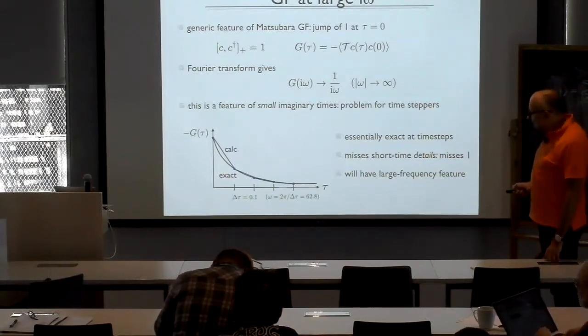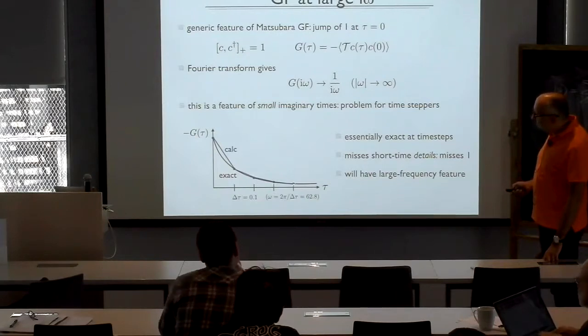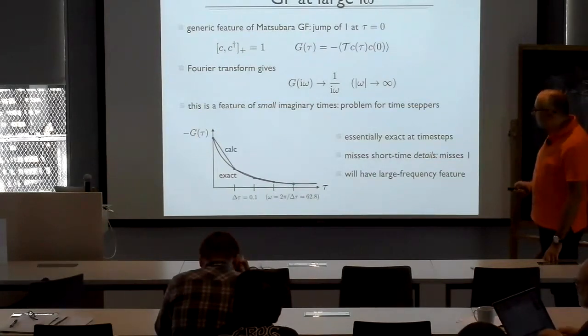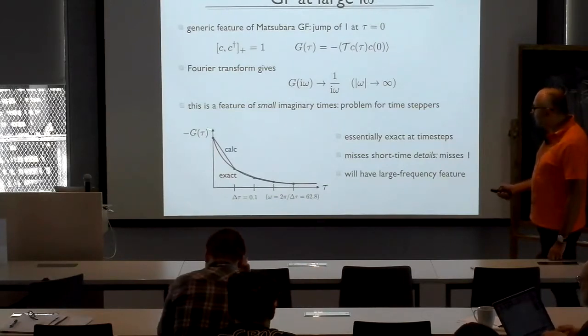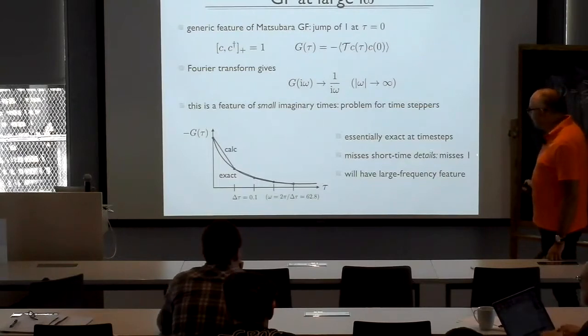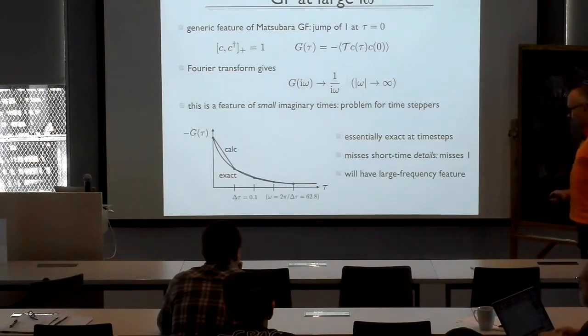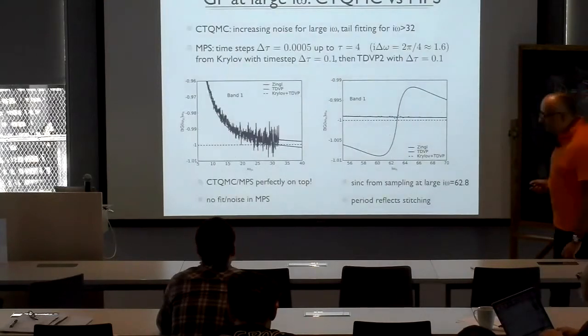So for example, if you calculate with a time stepper of delta tau is 0.1, what you get is that at these time steps you get the precise exact result. You definitely do. But in between, of course, you somehow interpolate, say linearly, like I show it here. Which means you miss out on all the short time details, which means while you get that roughly, you miss out on the 1. You don't get exactly 1. In addition, you will have a large frequency feature simply from the Fourier transformation, which in this case would sit at 62.8.